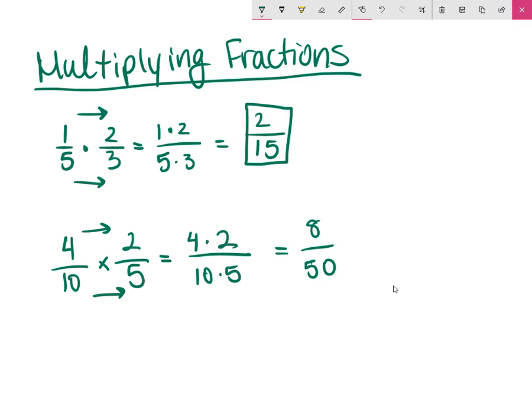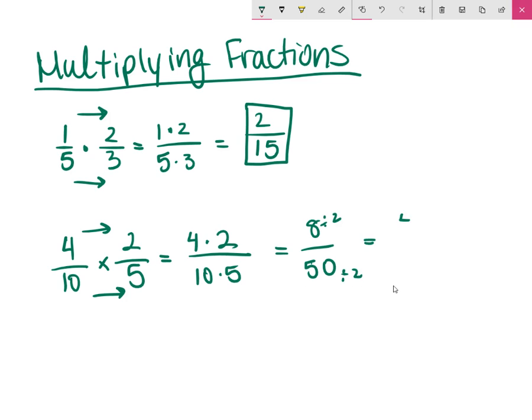Now we ask ourselves, can we reduce this fraction? Well, seeing that 8 and 50 are both even numbers, that automatically tells us that we can divide by 2. Let's think of a bigger number we can divide by. Maybe another even number, like 4. 50 is not divisible by 4, so let's stick with 2 and divide the numerator and the denominator by 2.